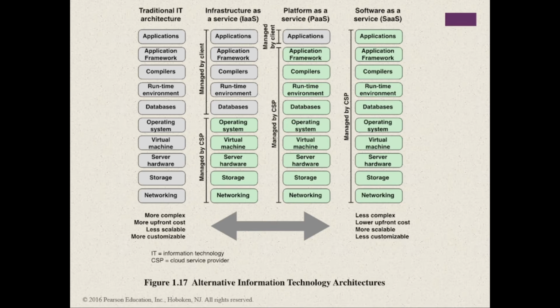IaaS enables customers to combine basic computing services such as number crunching and data storage to build highly adaptable computer systems. Examples of IaaS are Amazon Elastic Compute Cloud, or Amazon EC2, and Windows Azure. So these are the three types of service that are offered in the cloud, compared with our traditional IT architecture.